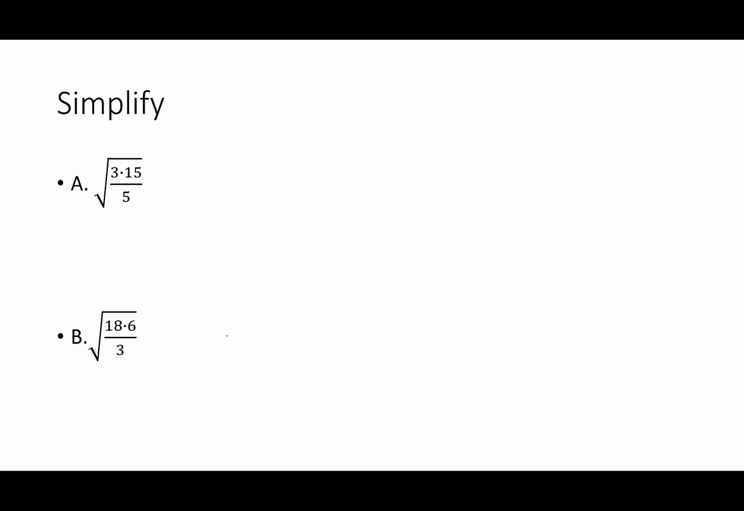So I'm just going to finish up with doing a couple of examples that have more than one operation. So A, I have the square root of 3 times 15 over 5. What we want to do is do the radical last. So maybe we do 3 times 15 is 45 over 5. Let's simplify that fraction. So 45 over 5 would give me 9. Square root of 9 would be equal to 3.